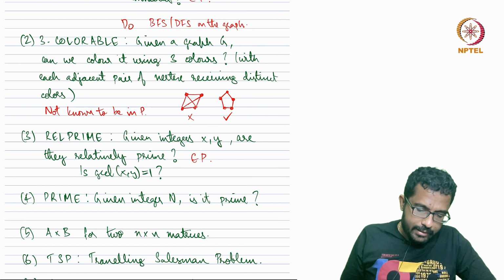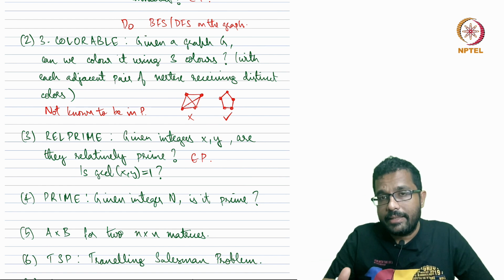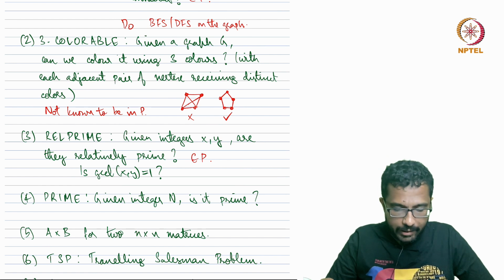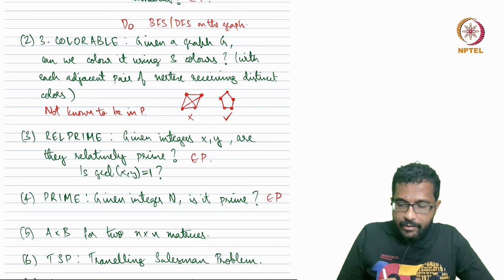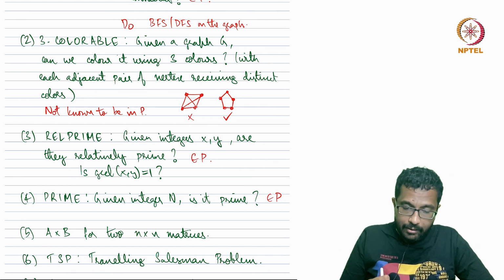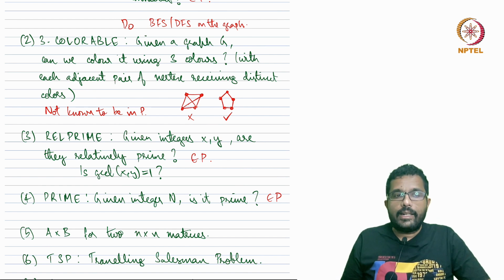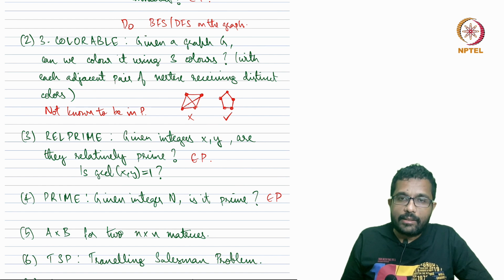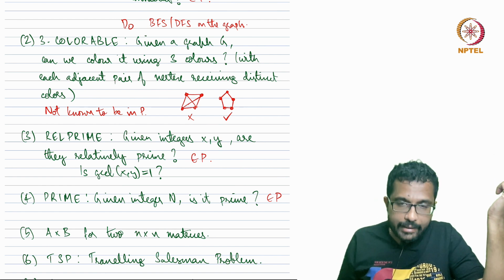So the next question is: given a number n, is n prime? This is also a polynomial time problem. There is a polynomial time algorithm for it. However, this was a problem that confounded computer scientists for a long time. This was only discovered in 2002, maybe around 20 years back.